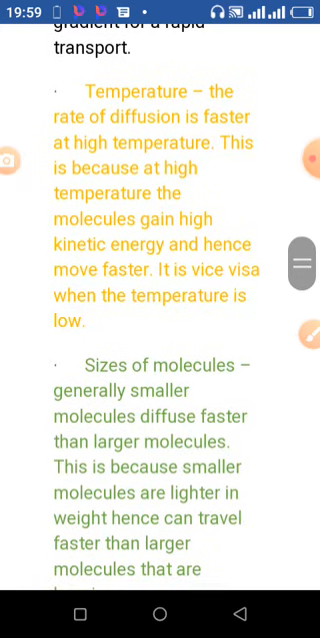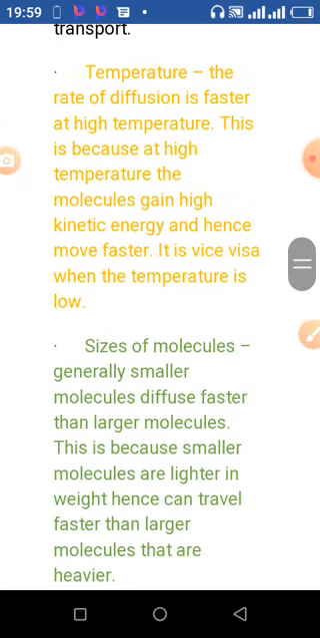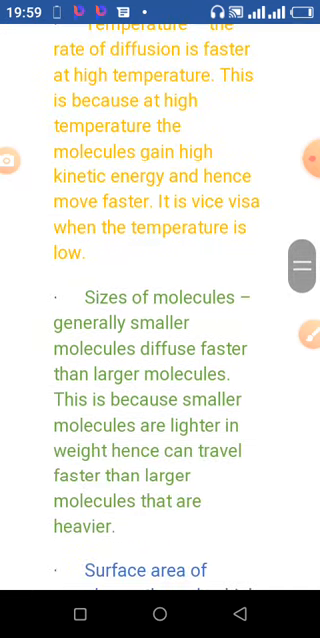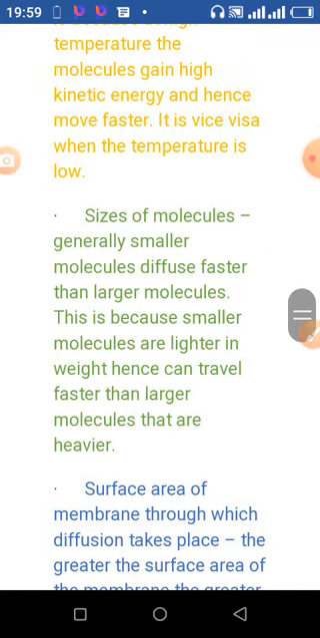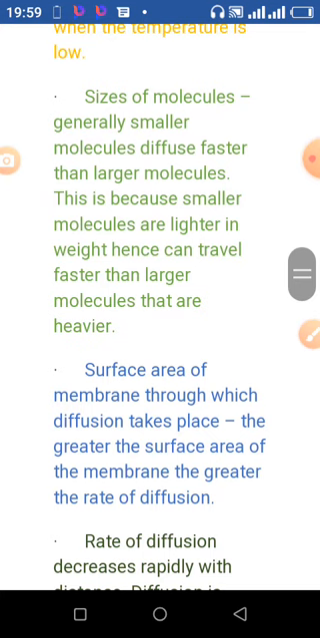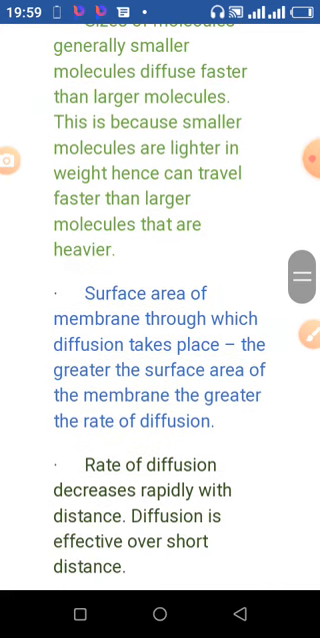Also temperature is a factor. How high or low the temperature is determines how fast or slow the diffusion will occur. And then the size of the molecules. If the molecules are smaller, they will be able to diffuse faster than when they are bigger, and vice versa.